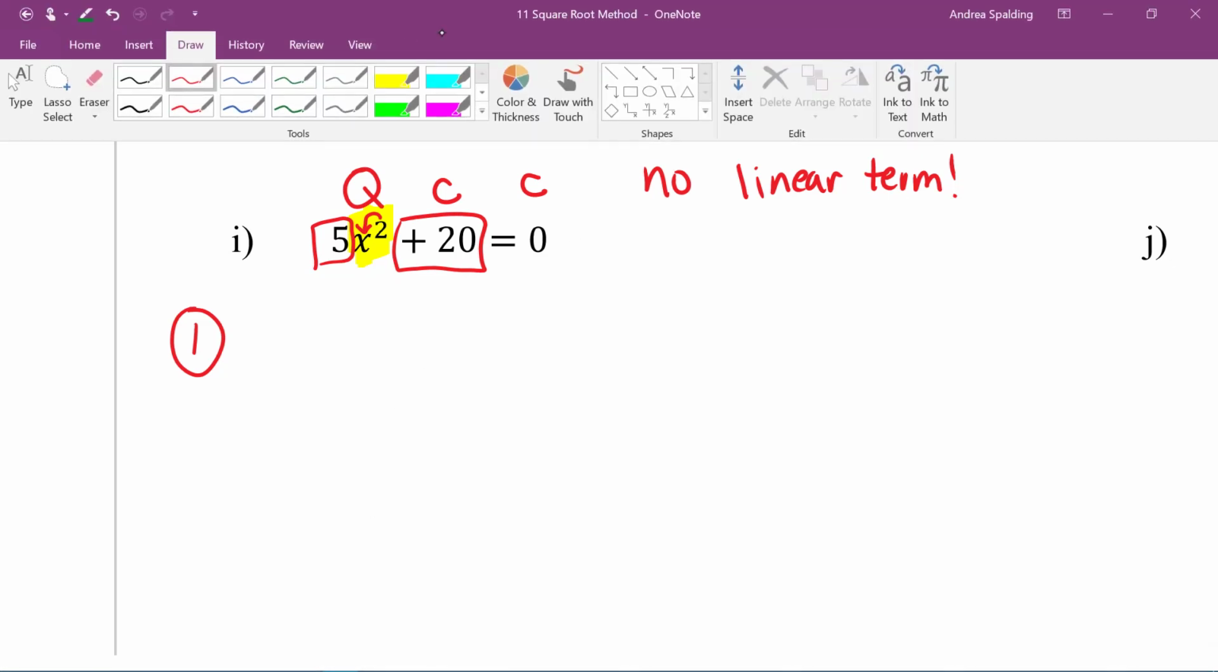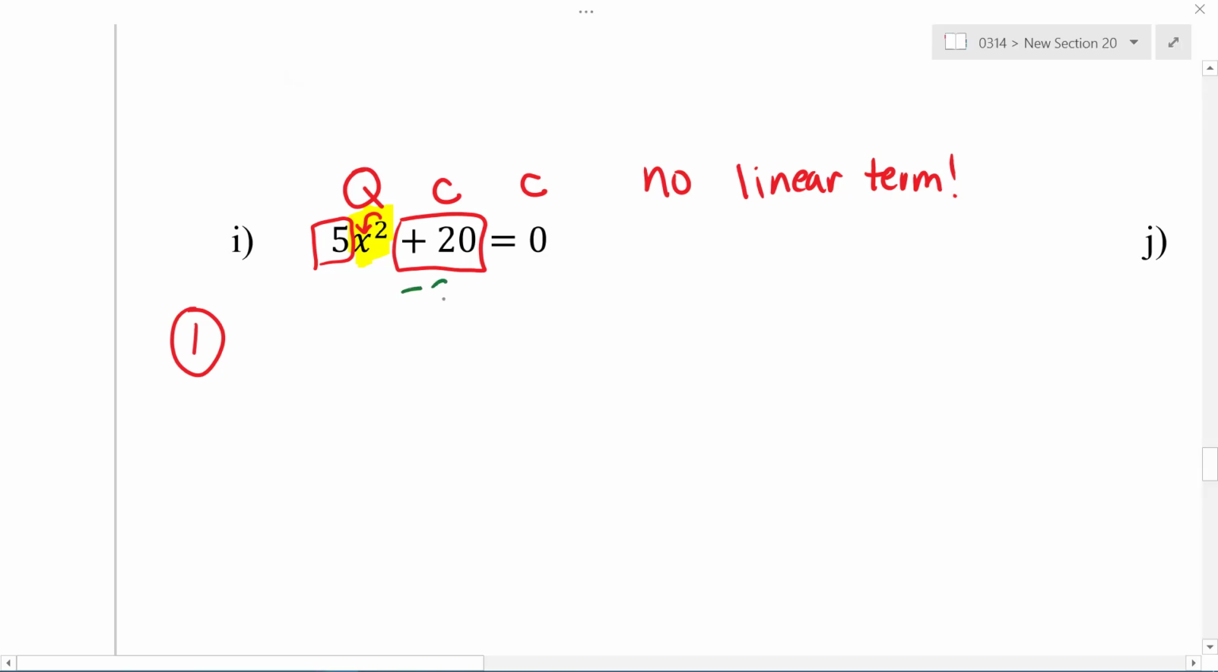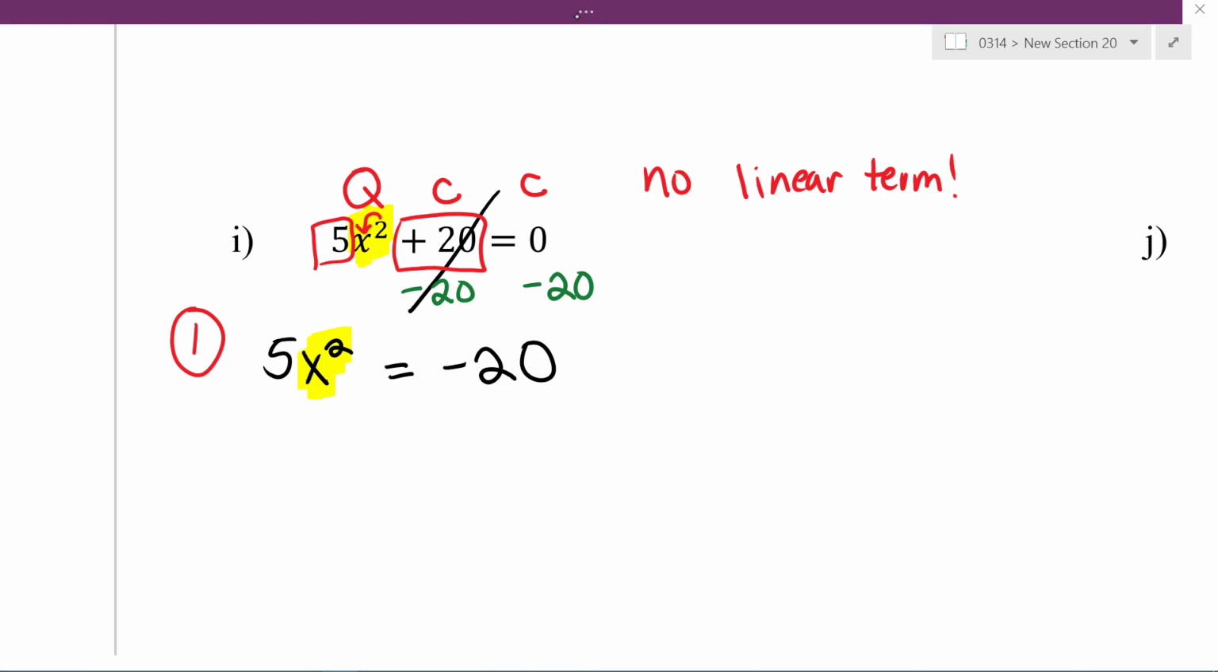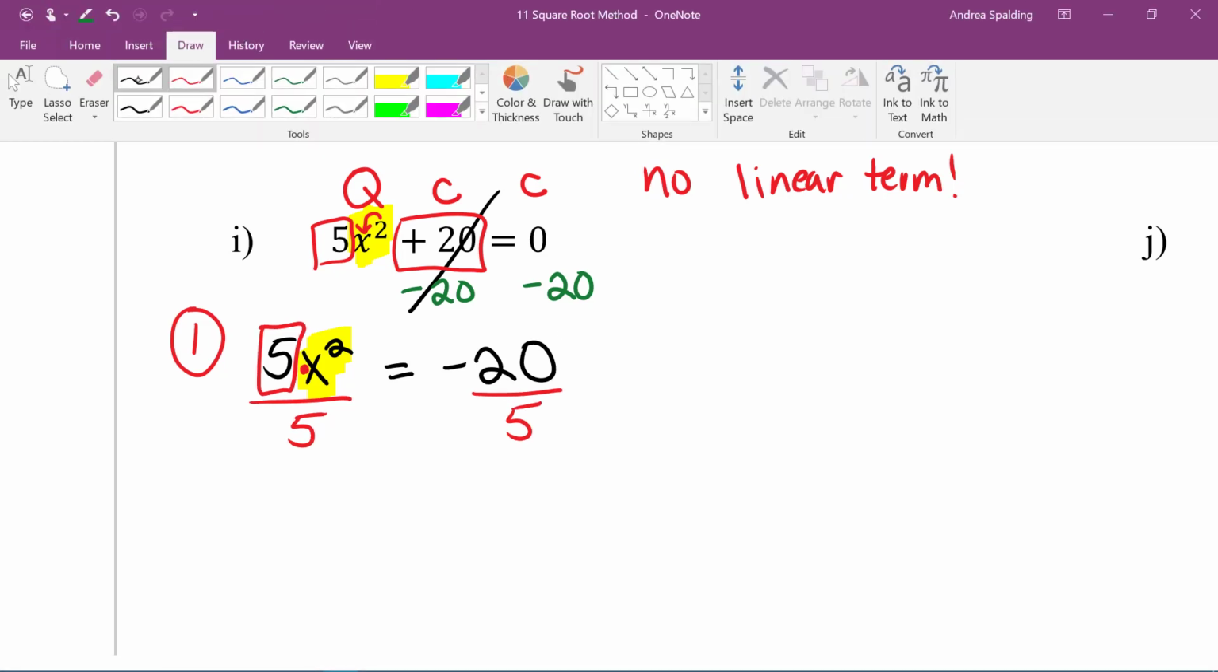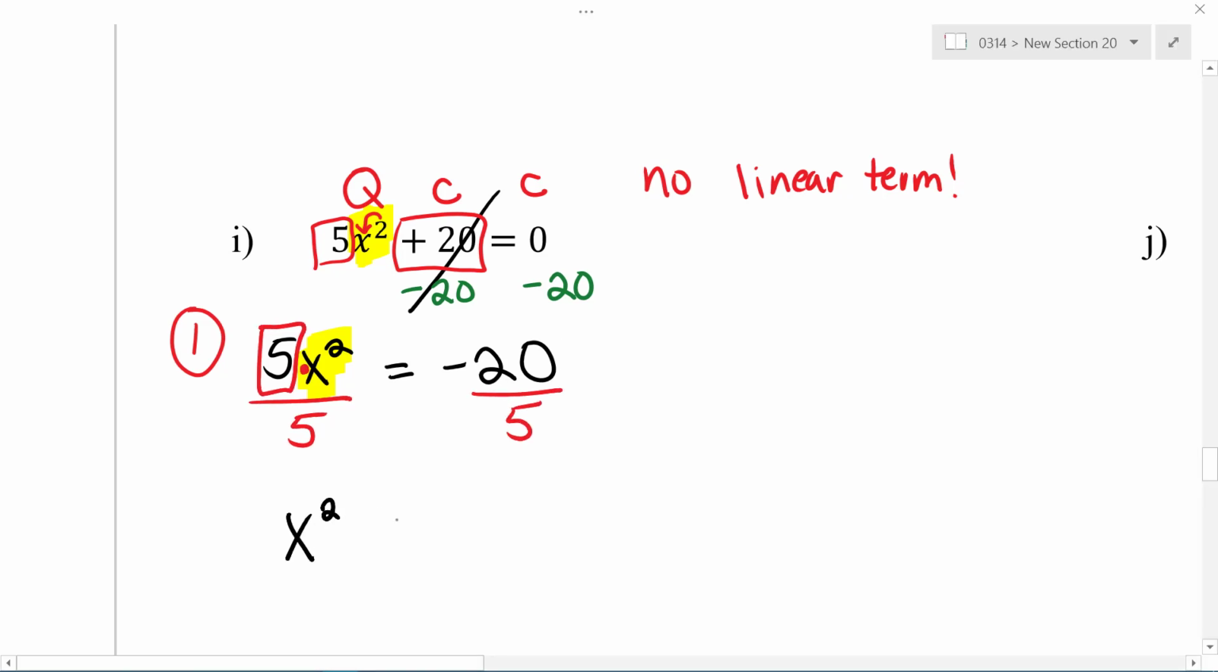Okay, we always do our adding and subtracting first. So I'm going to subtract 20 from both sides of the equation first. So now I have 5x squared equals negative 20. Okay, I still want to get x squared by itself, so I need to get rid of the 5. The 5 is being multiplied to the x squared, so I'm going to divide both sides by 5. So now I have x squared is equal to negative 20 divided by a positive 5 is a negative 4.